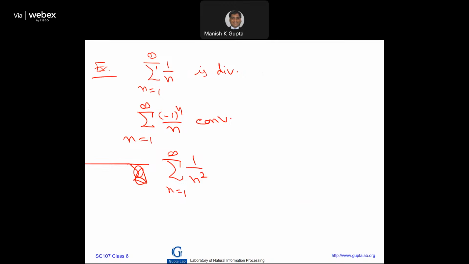By the way, this series is convergent. Not only that, there is a beautiful result to show that this value is pi square by 6. Now, how will you show that this value is pi square by 6? You need to become Ramanujan, right?